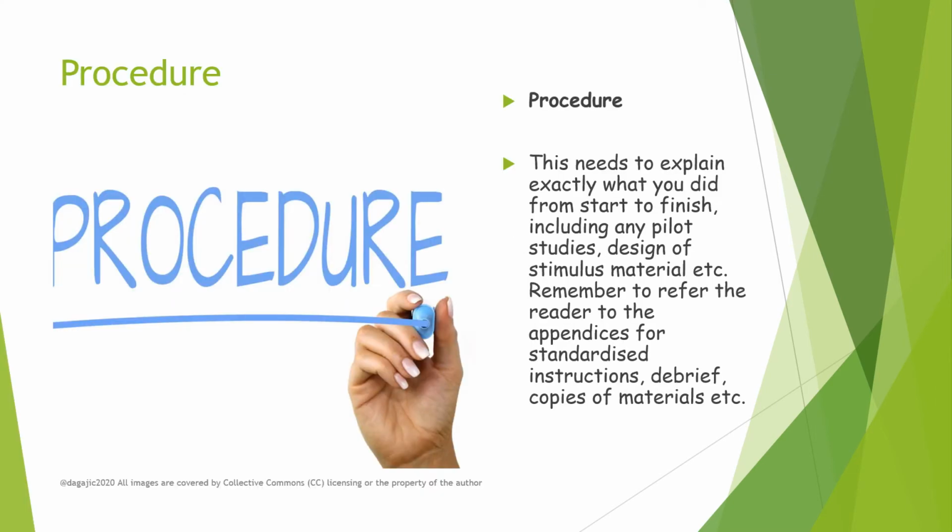The final part of the procedure is your detailed account of exactly what you did. This needs to be very detailed and it needs to go from start to finish. You need to talk about pilot studies, designing your stimulus material, and you should refer the reader to the appendices for things like standardised instructions, debriefs, copies of materials. Anything that you mention in your procedure should be in the appendices.